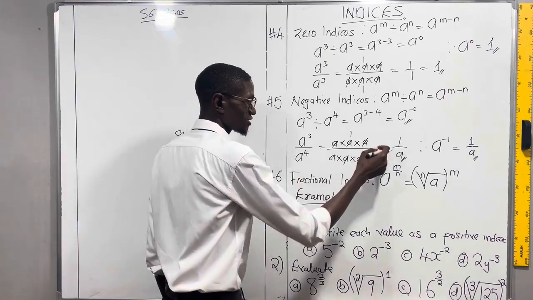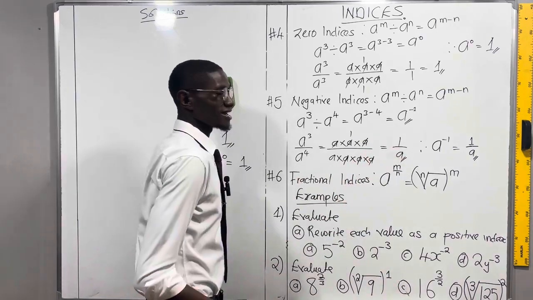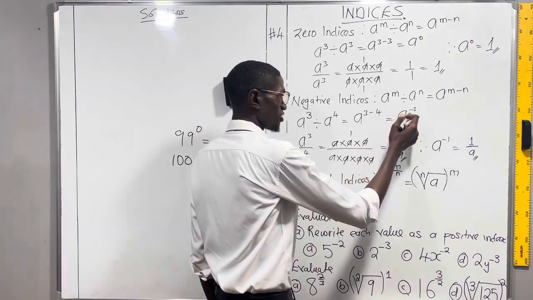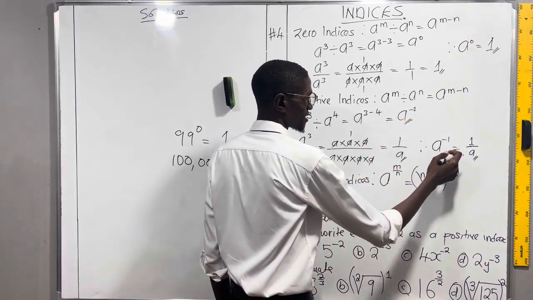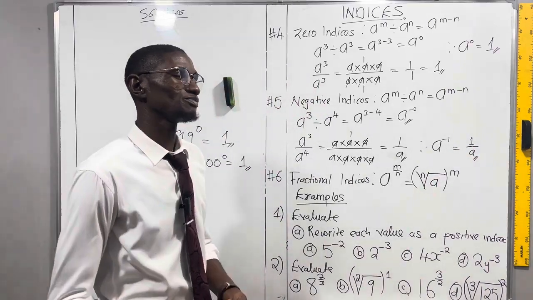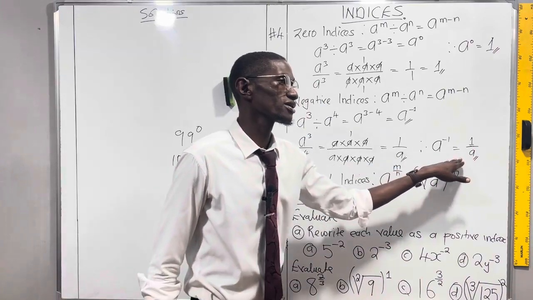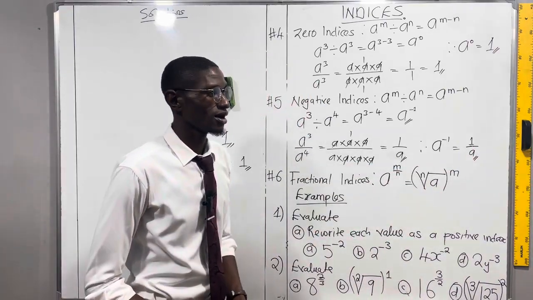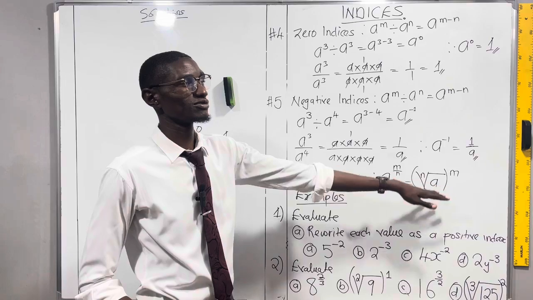So meaning, the final answer is just going to be 1 over a. Therefore, a to the power negative 1 is the same as 1 over a. Alright? This will come in handy when you start dealing with calculus.